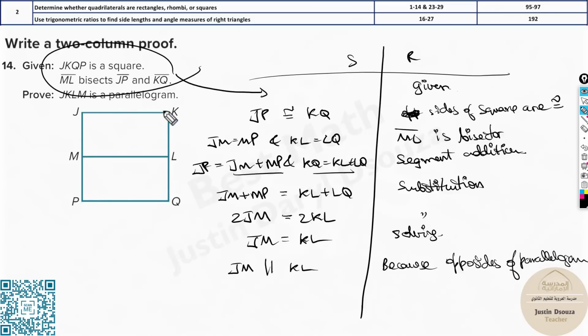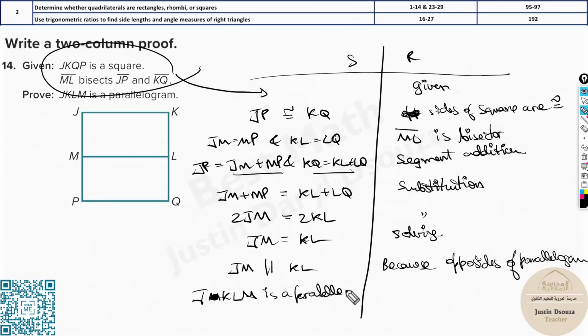And now over here, I'm not writing all the details. If JP and KQ are parallel to each other, obviously JM and KL also must be parallel. So I've directly reasoned it and written it over here. Now JM and KL are equal and they are also parallel. So you can't write JMKL. You would write JKLM or JMLK. Over here they have asked JKLM, so I'll write JKLM is a parallelogram.